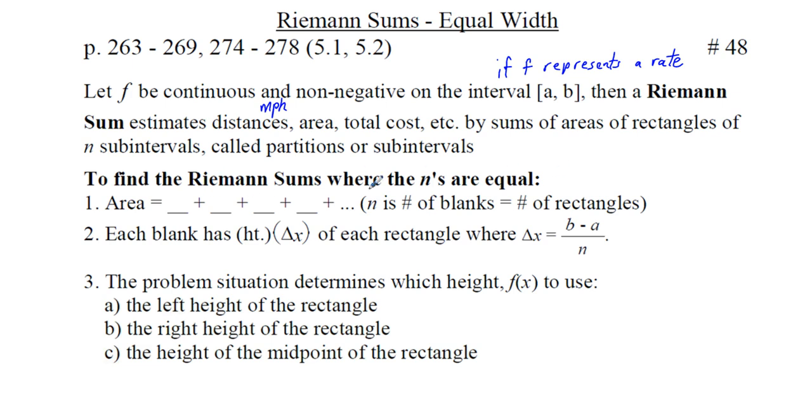To find the Riemann sums where the n's are equal or the intervals are equal, we have the n is the number of blanks, and you are separating each blank by a plus sign. And then if we have the same height, so we're going to just see what this looks like. Okay.